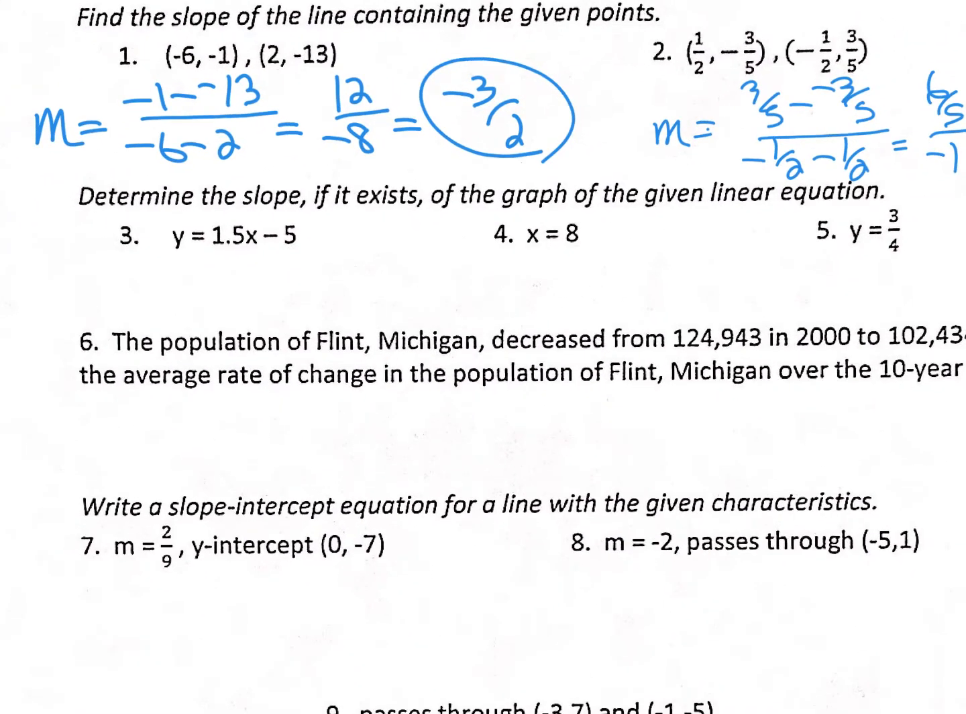Number 3, 4 and 5, I'll just say find the slope. You can do these just by looking at the equation. Number 3 is y equals mx plus b, slope-intercept form, so the slope is in front of the x. X equals 8 is a vertical line. Vertical lines have no slope, so the slope is undefined. And number 5 is a horizontal line. Horizontal lines have slope 0.